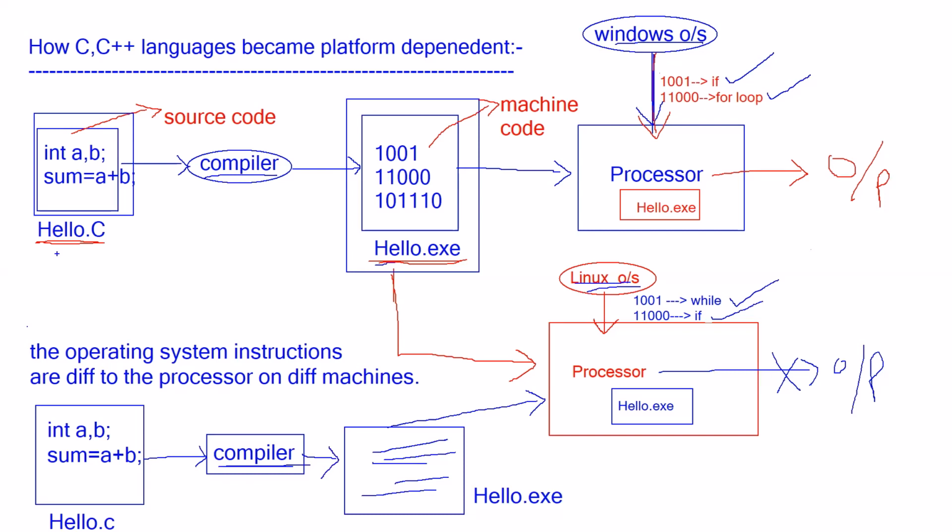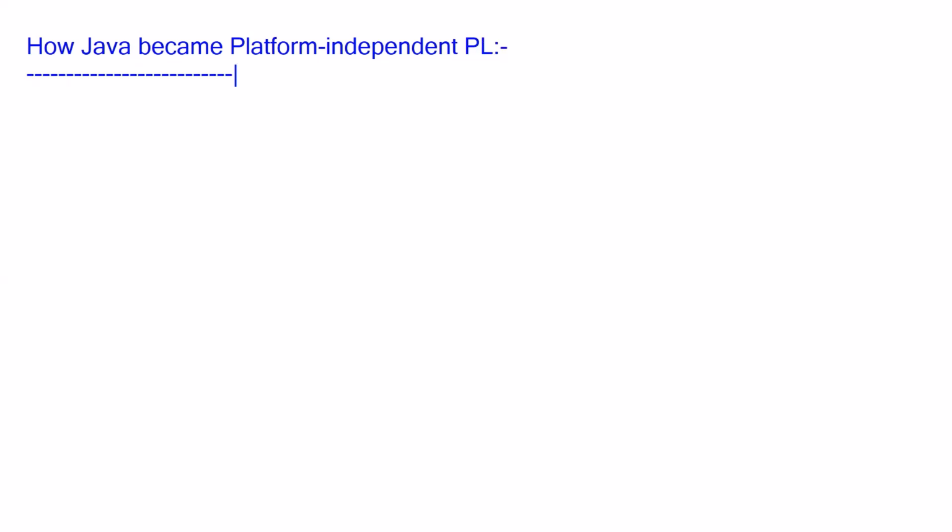Okay. Now let us try to understand how Java language became platform independent. How did Java become a platform independent programming language? That means a Java program that is created on one machine can run on any other machine. That is the meaning of it.